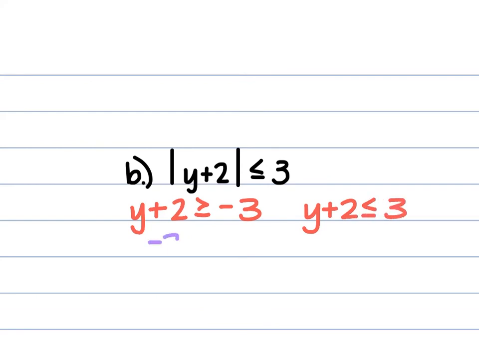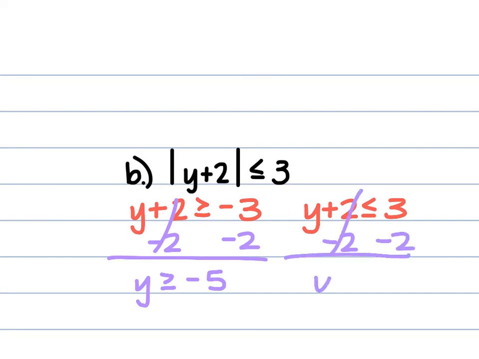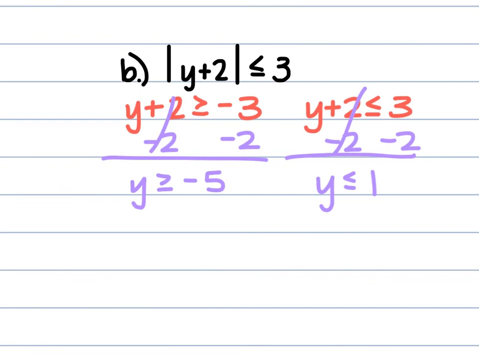For here, we're going to subtract 2 on both sides to get y is greater than or equal to negative 5. And then same thing with the other one, subtract 2 on both sides to get y is less than or equal to 1. Look at your inequality signs. The lesser of the two numbers is on the left, so the inequality signs point in towards each other. So there's going to be an and statement.